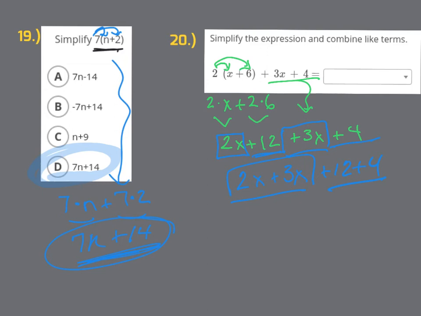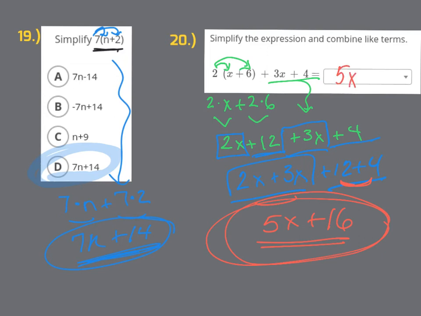That's how I sort. So now I've got 2x plus 3x. If I've got 2x's and I add 3 more x's to it, that of course is 5x plus 12 plus 4 is 16. I am done. I cannot combine them. That is finished. 5x plus 16. Way to go, team.